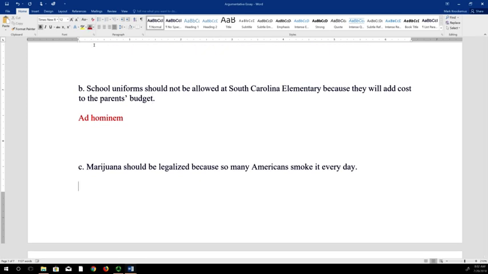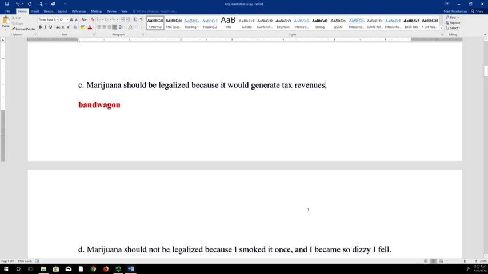Marijuana should be legalized because so many Americans smoke it every day. What's wrong with this? This is something that happens all the time. Bandwagon. Now, how do we fix this? Here's the part that's the bandwagon. What has to happen here? Have to come up with the reason. Marijuana should be legalized because it would generate tax revenues. That's a reason.